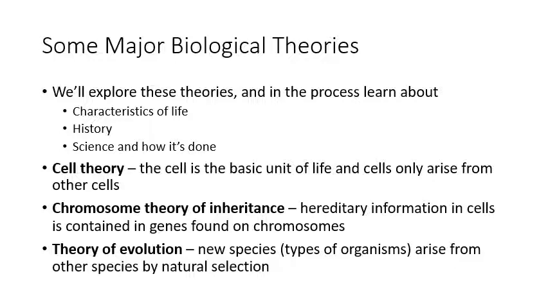So first we have cell theory, which is just the idea that the cell is the basic unit of life, and also that cells come from other cells. They don't come from other things in the environment. They only come from cells. So that's cell theory. Then you have the chromosome theory of inheritance, which states that hereditary information is found in genes, and genes are found on chromosomes. And a chromosome is just a large molecule of DNA.